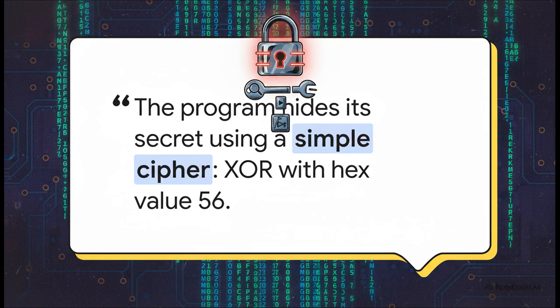It turns out the program is hiding its secret using a really simple cipher. It's an XOR operation, which is just a basic way to encrypt things by flipping bits. You can think of it like a secret decoder key. And in our case, the key is the value 56. This is the lock we need to pick.